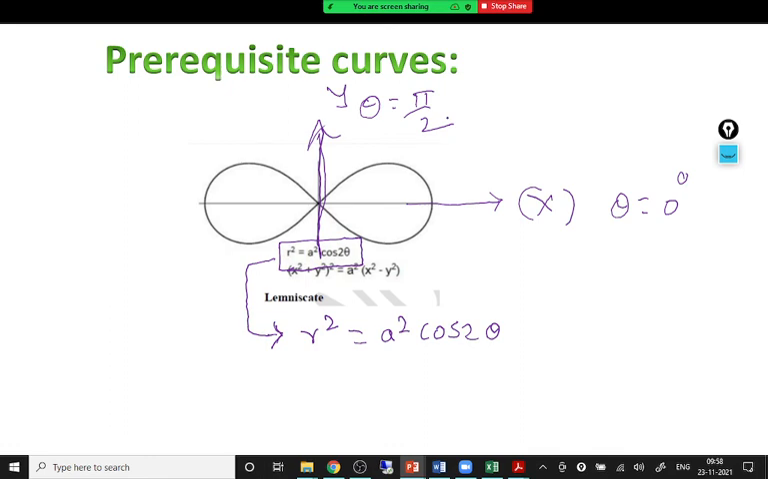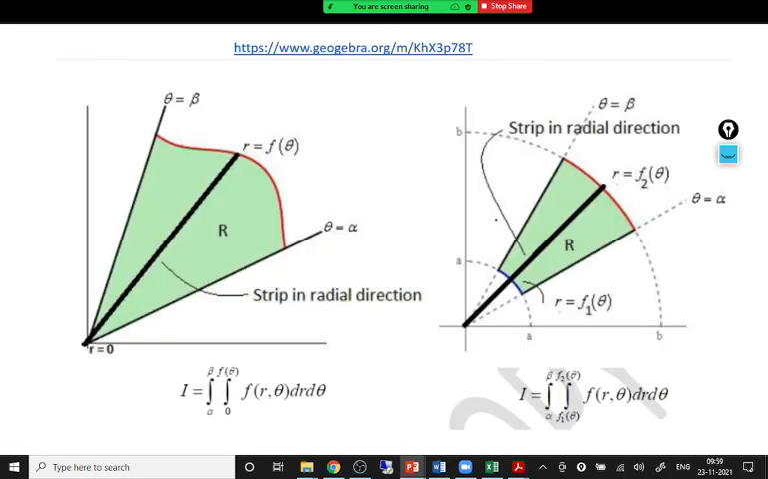So these are the prerequisite curves that we require for type 4. All these curves you should know first, and then the position of a strip. Let me come to that part. Now the strip position in polar is not fixed. It is not vertical or horizontal like in the Cartesian system. Here the strip is like the hand of a clock. To show that strip, let me show you a small animation first.